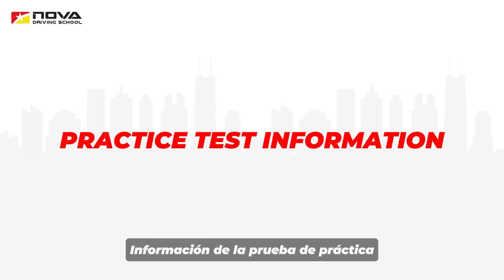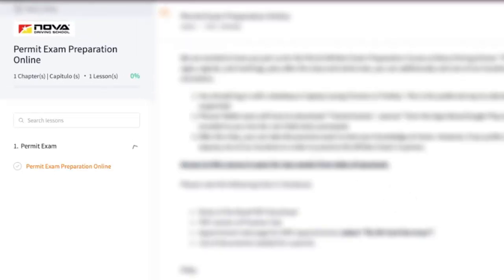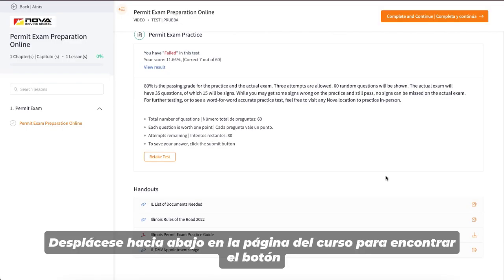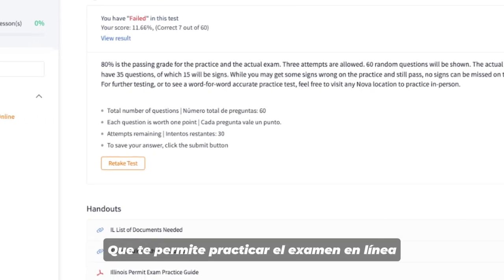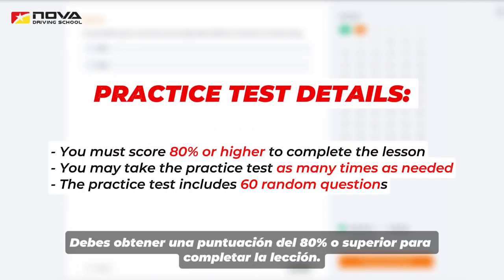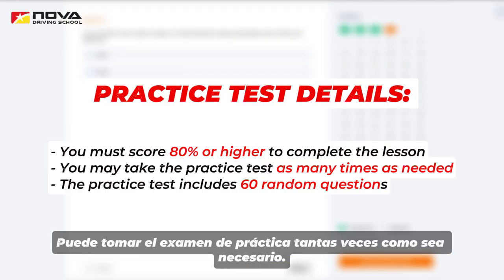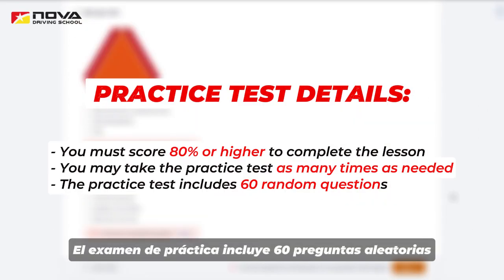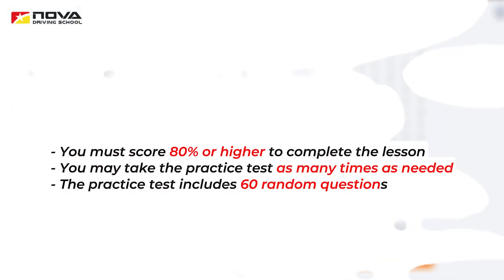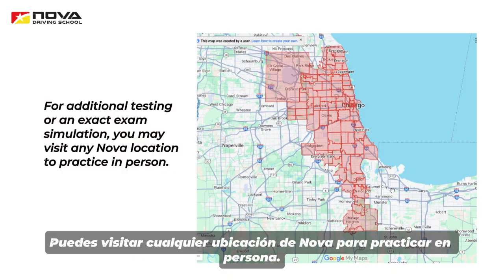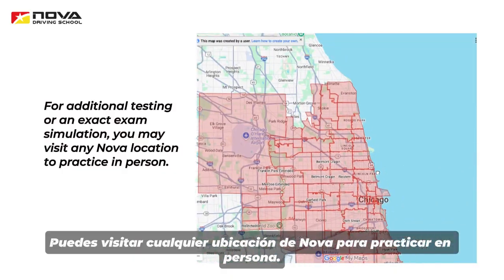Practice test information, if applicable. For the course Permit Exam Preparation Online, scroll down on the course page to find the button that allows you to practice the test online. Practice test details: you must score 80% or higher to complete the lesson. You may take the practice test as many times as needed. The practice test includes 60 random questions. For additional testing or an exact exam simulation, you may visit any Nova location to practice in person.